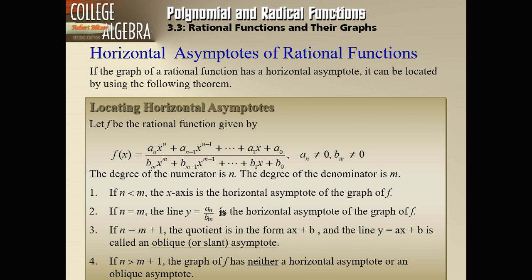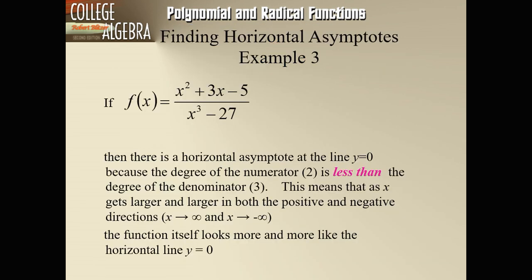Next is, if n is equal to m plus 1, the quotient is in the form ax plus b, and the line y equal to ax plus b is called an oblique or slant asymptote. For number 4, if n is greater than m plus 1, the graph of f has neither a horizontal asymptote or an oblique asymptote. Okay.